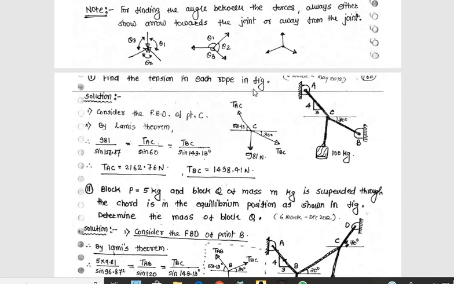Find the tension in each rope of the figure. This is the rope AC, CB, which is connected at B and A. All are meeting at point C, and at point C there is a cylinder of weight 100 kg. So our first step to analyze this, we have to draw the free body diagrams.